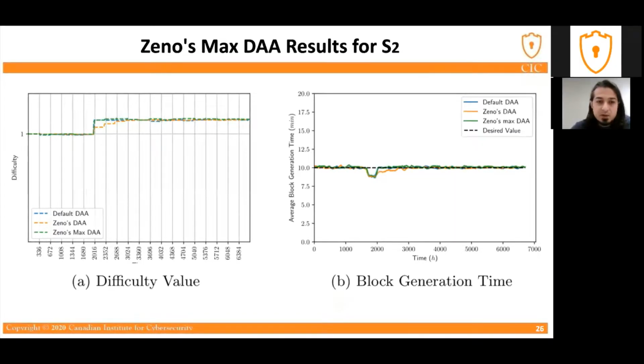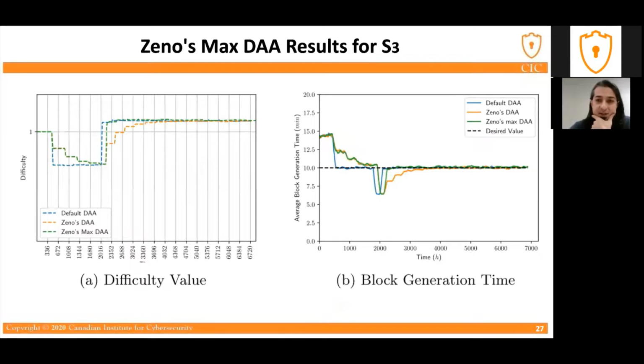This is for the first scenario. This is for the second scenario. Again, it's very similar to the previous one, only the length of the step is a little bit shorter. Zeno's Max in increasing the difficulty acts very much like the default algorithm. And these are the results for the third scenario.